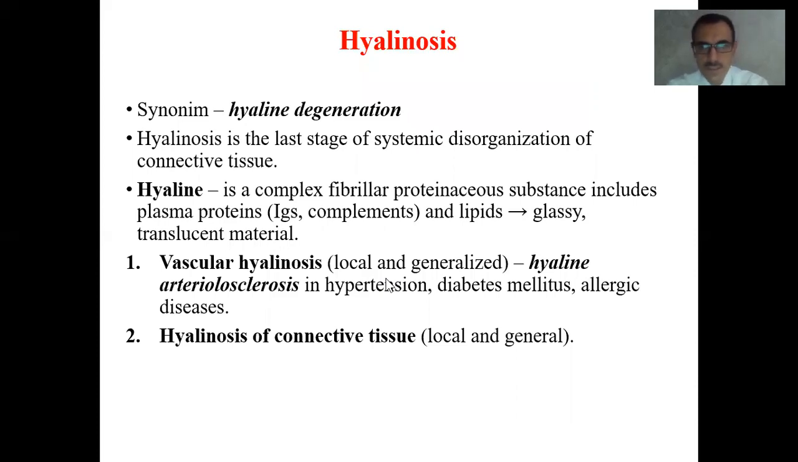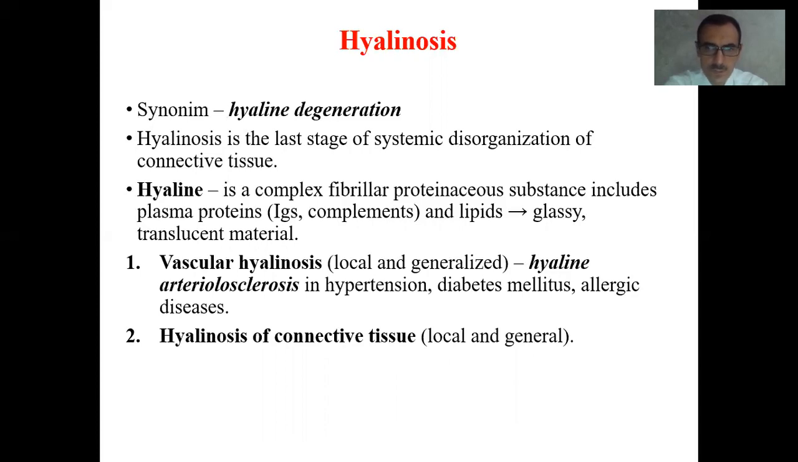The third stage of the extracellular pernicious degenerations is hyalinosis. The synonym is hyaline degeneration. Hyaline is a complex fibrous pernicious substance that includes plasma proteins as well as immunoglobulins, complements, and lipids. This is a glassy translucent material. There are two types of hyalinosis. The first one is vascular hyalinosis. They also may be local and general.